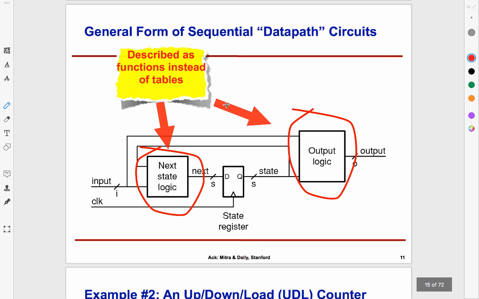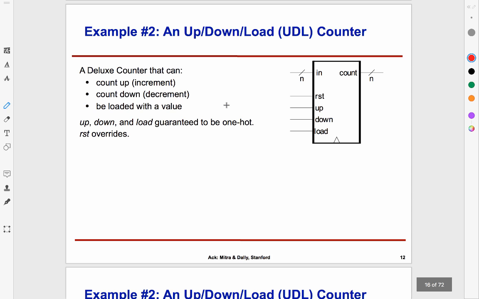So these things are now described as functions. Let's take another example. Let's say I want to create a more complicated counter now. I want to create specifically what is called an up-down load counter. What this counter can do is express three behaviors. It can count up, it can count down, or it can be loaded with a new value.